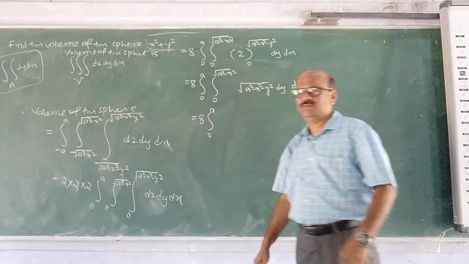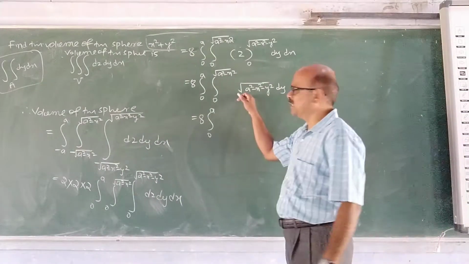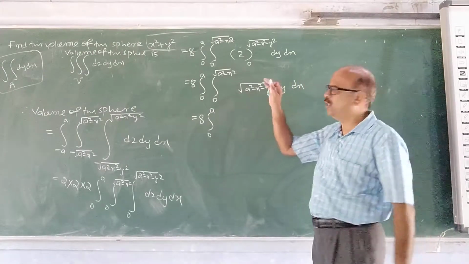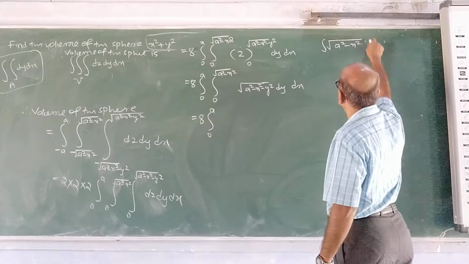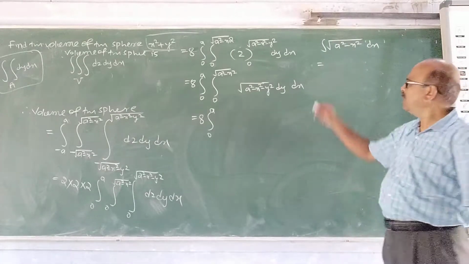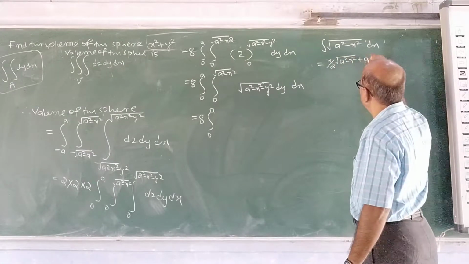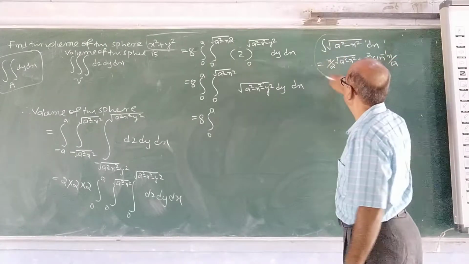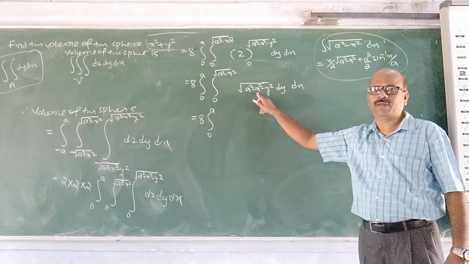How to integrate? In the previous period, we came across this integral, root a square minus x square minus y square. The same integral we have evaluated. You have to use this formula, root a square minus x square with respect to x. What is the formula? X by 2 root a square minus x square plus a square by 2 sin inverse x by a. But here, instead of a, we have a square minus x square.